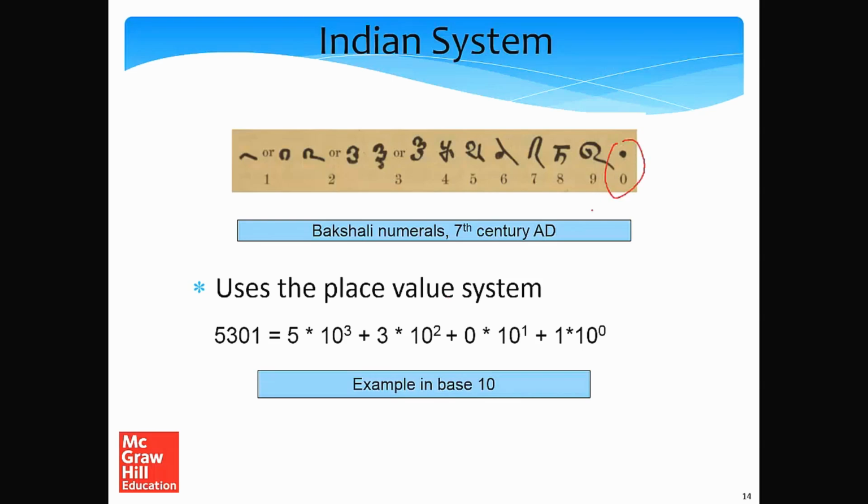So this is an old script recovered from Bakhshali, which is in modern day Pakistan actually, from the 7th century AD. It uses the place value system. So what is the place value system? Any number of this form is 5 times 10 to the power 3 plus 3 times 10 squared plus 0 times 10 to the power 1 plus 1 times 10 to the power 0. The number 10 over here can be considered to be the base. So this particular example is an example in base 10.